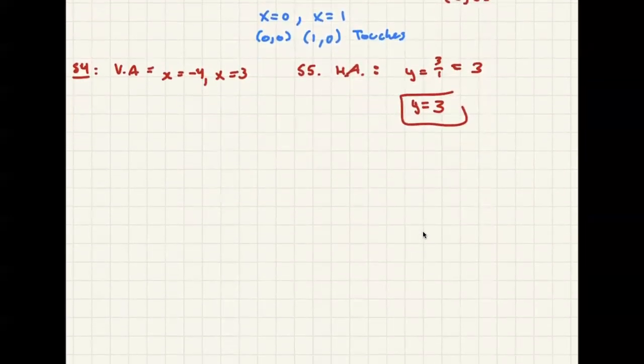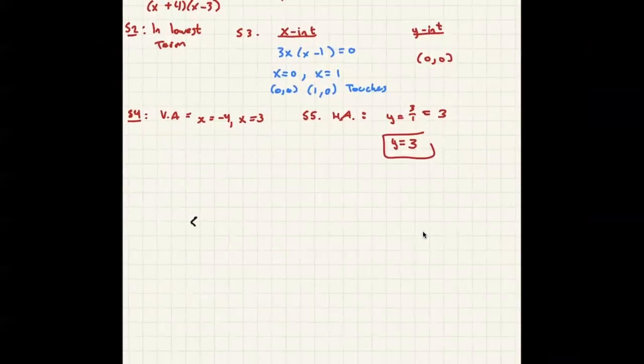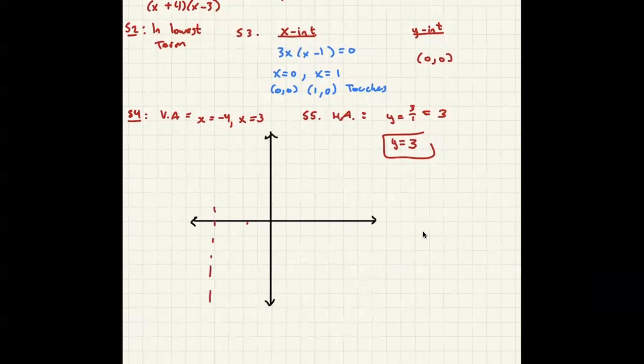Step 6 is to graph, given all this information. We're going to draw our axes. That's always a good place to start. And then we're going to plug in what we know. We have a vertical asymptote at x equals -4, and another vertical asymptote at x equals 3. And we have a horizontal asymptote at y equals 3 this time as well. So look, we have this nice graph here.